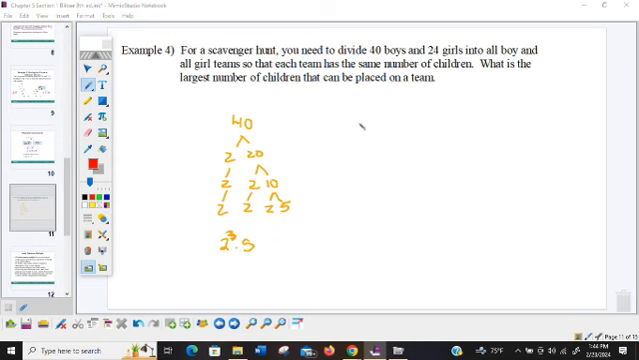Now on the other side I have 24. 24 is 2 times 12. I bring down my 2. 12 is 2 times 6. It's always nice when 2 goes into it again. 6 is 2 times 3. So here I get 2 to the third times 3.